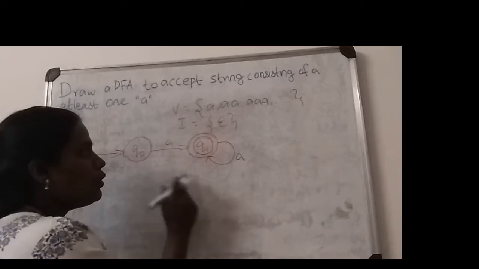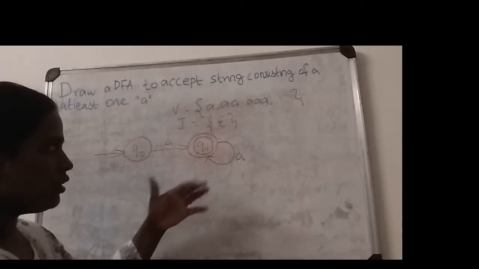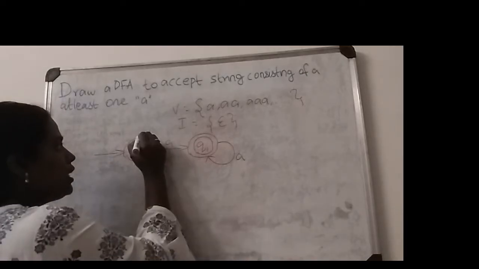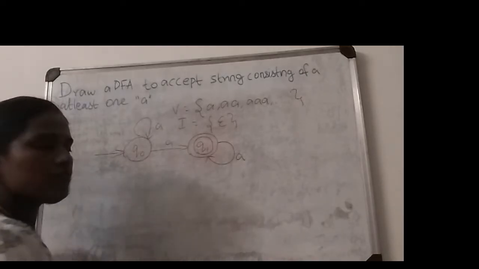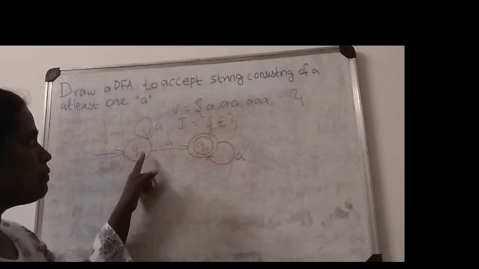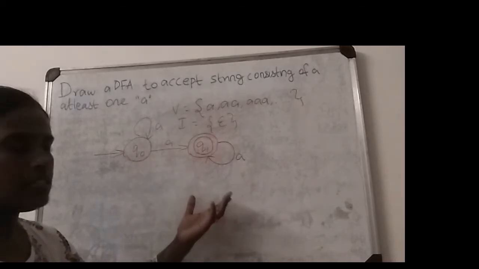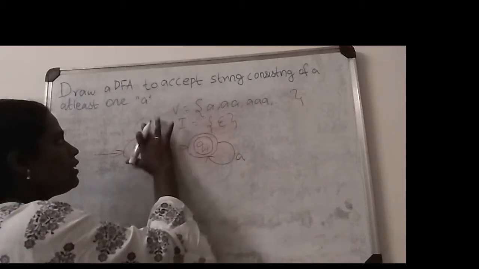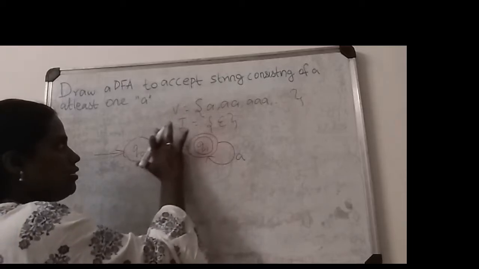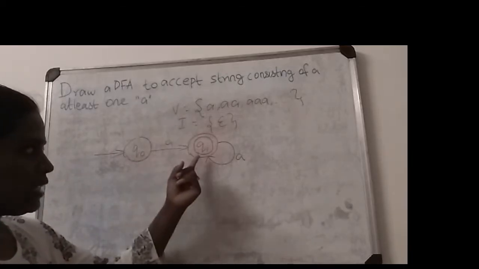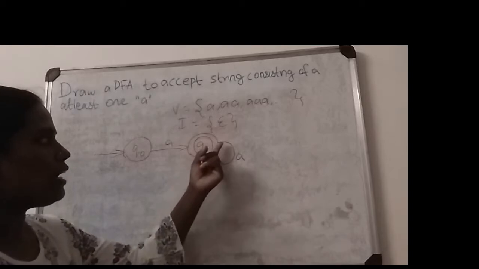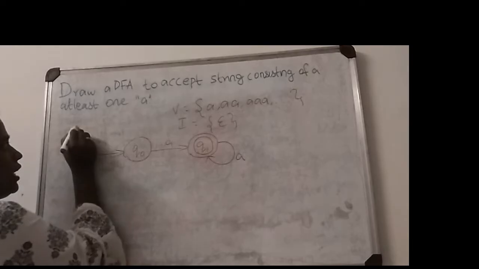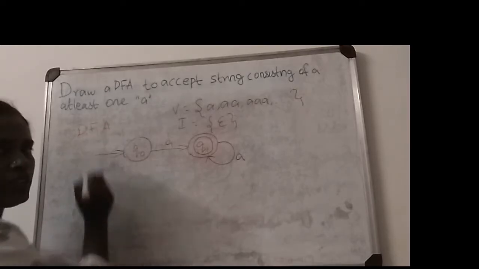Now you may have a doubt: why can't we put the loop on Q0 like this? Because if you mark it like this, it would accept any number of A's, including none, so the condition won't be satisfied. So we do not put repetition on the starting state. We make one more state, Q1, and put the iterations of A on it. This is the DFA diagram of the given problem.